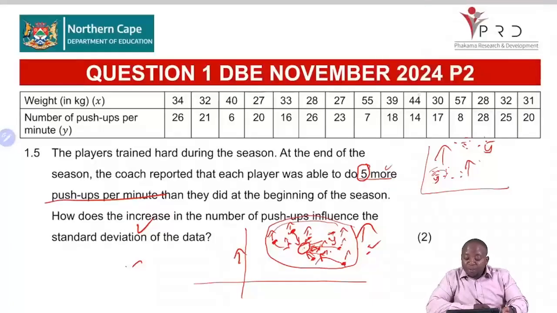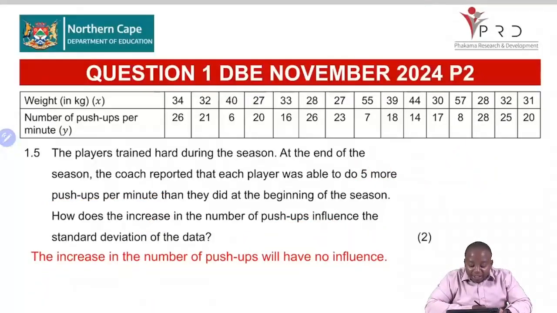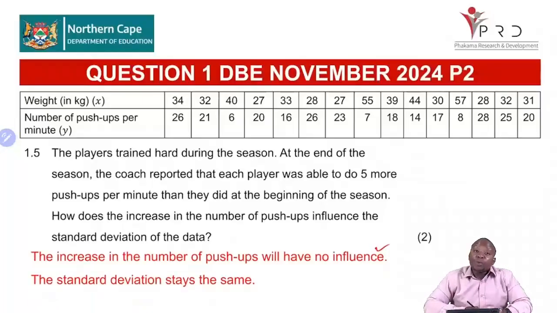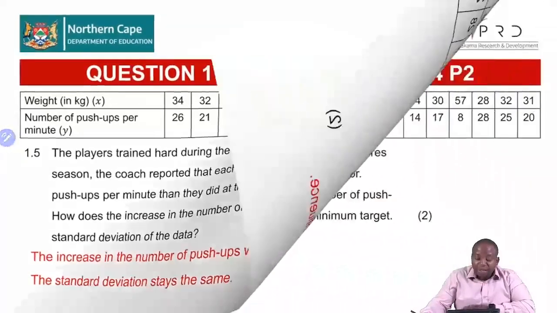So our standard deviation won't be affected. Our answer is going to say the increase in the number of push-ups will have no influence on the standard deviation, and we are going to say the standard deviation will now remain the same. So that is what's going to happen here. Remember, standard deviation is how spread out the points are from the mean value. And we can see when we are adding 5 more push-ups, even the mean value will increase by 5. All the points will increase by 5, but they won't be more spread out from the mean value again, because everything is increasing by the same value, including the mean point. So that's why we are saying the standard deviation will remain the same.